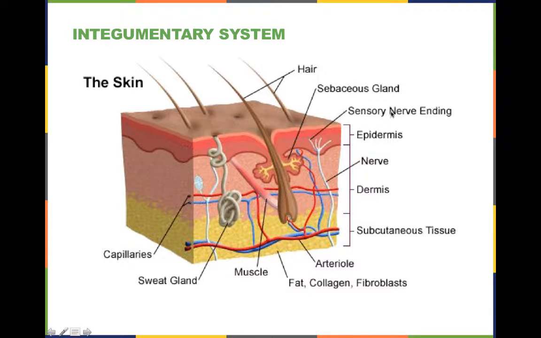Now, I'm going to take this diagram and use this to point out several anatomic features of the skin. This arrow now points to the hair inside a hair follicle. These little glands right here that are up against the hair are called sebaceous glands. They produce a material called sebum, which waterproofs and keeps the skin supple.